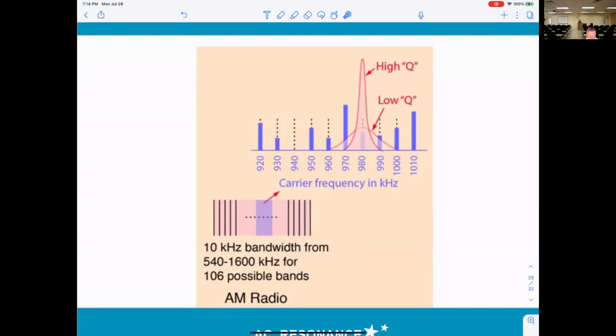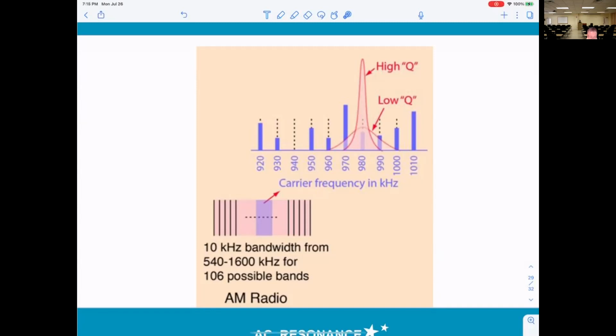You can look in here. High Q, they just give you only the 980 channel. You see that? However, low Q, they will be including 970, you see, and 990. That means you get more noise. So with high Q, you get less noise and a sharper tuning of your frequency.